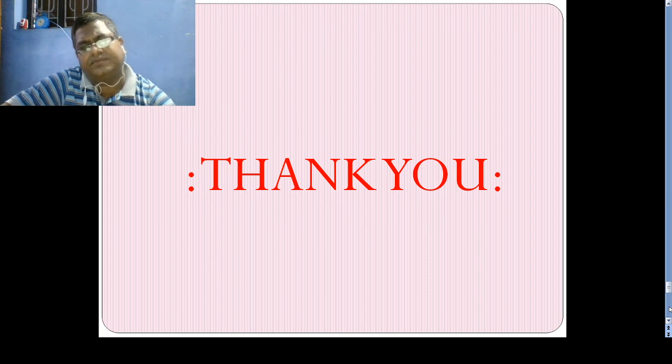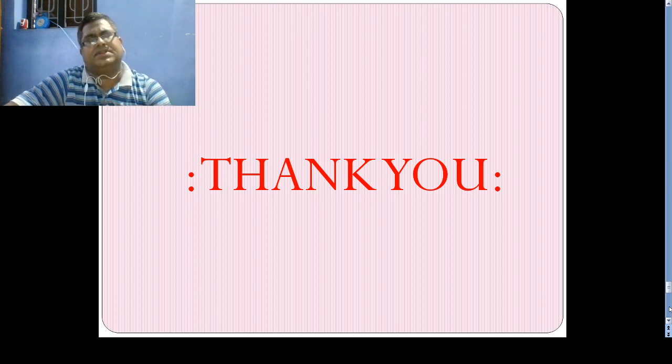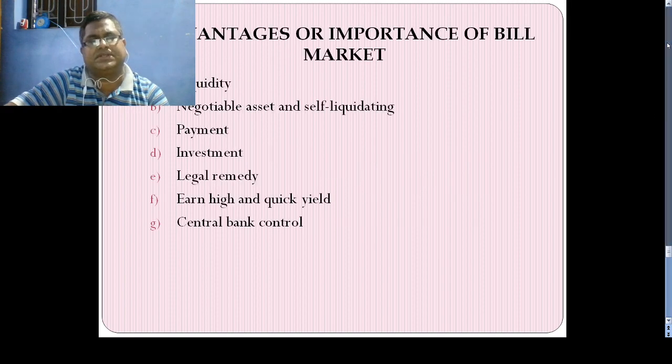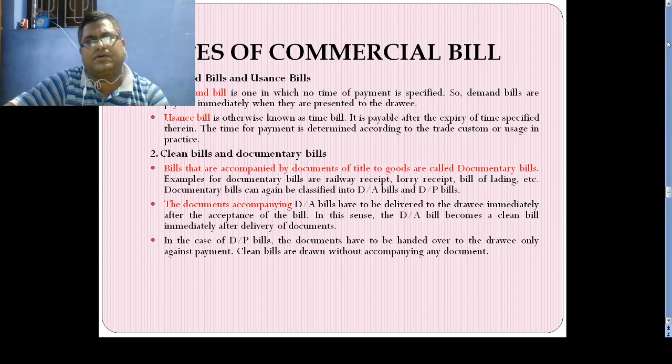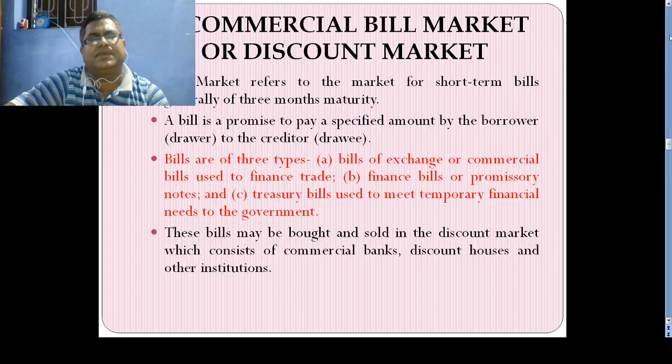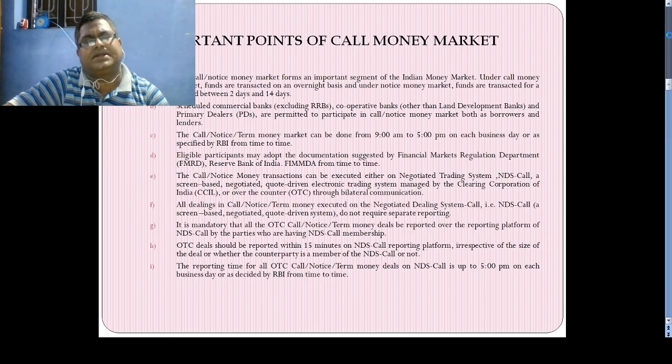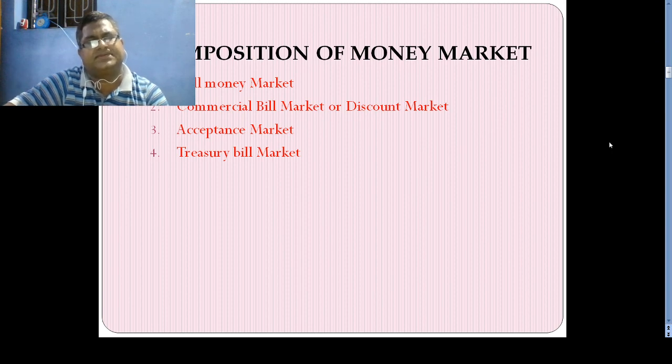My dear students, in this class we discuss the money market, its features, and different types of money market. There are 4 components of the money market. One is the call money market, another is the commercial bill market or treasury bill market, and the others are the acceptance market and treasury bill market. Here we focus on only 2 concepts: first the call money market, and second the commercial bill market. The other 2 parts we will discuss in later classes.